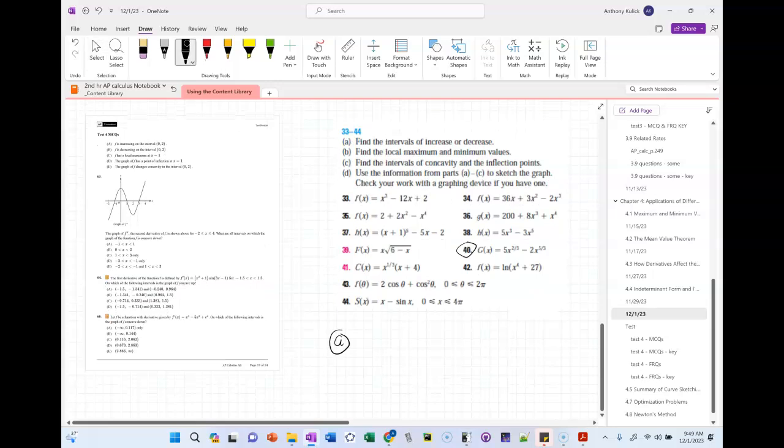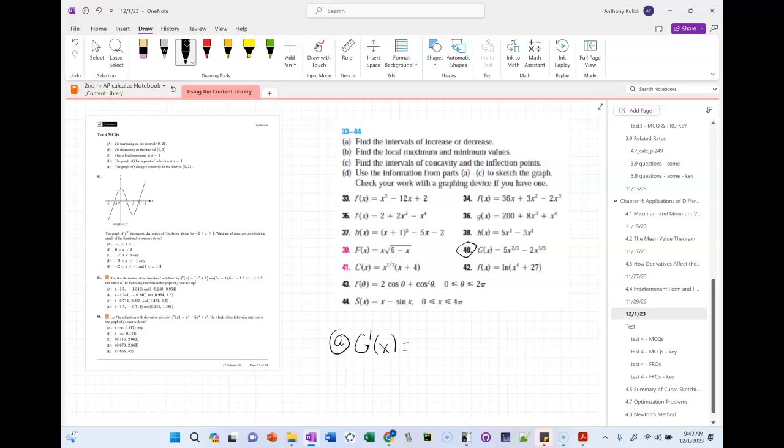All right. So, if I'm looking for the intervals of increasing and decreasing, what do I need to do first? I need the first derivative, right? The first derivative tells me where the graph is going to be increasing and decreasing just by looking at where it's positive or negative. So what's the first derivative of 5x to the 2/3 minus 2x to the 5/3?